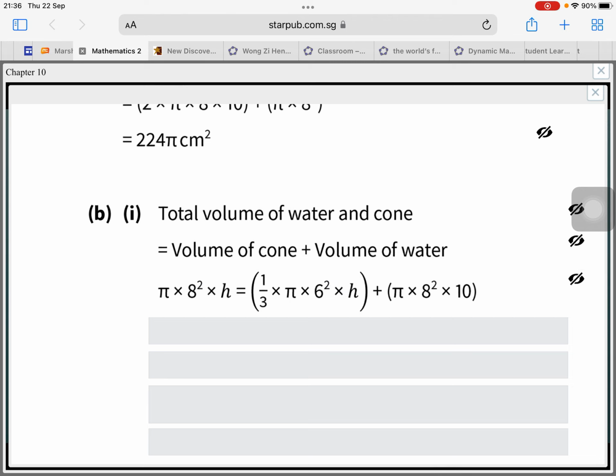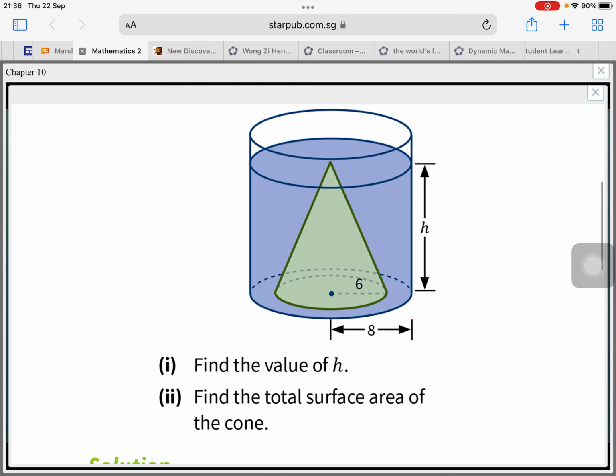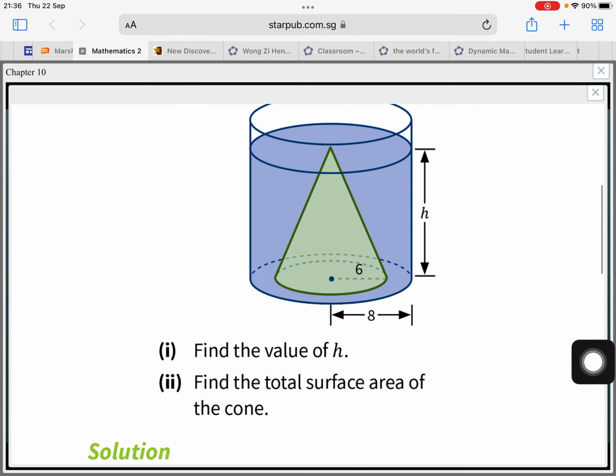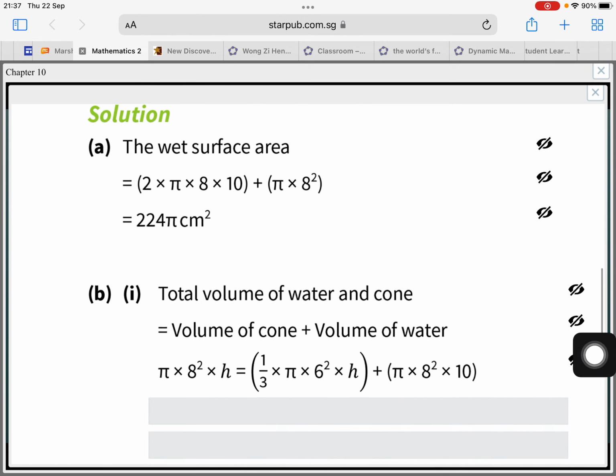Okay, so over here you do all your substitutions. Total volume of water and cone would be the volume of this whole thing. So you can just calculate the volume of this whole cylinder. This will be water and cone. So in this case, it will be pi 8 square times h. Okay, so that will be my volume of the water and cone.